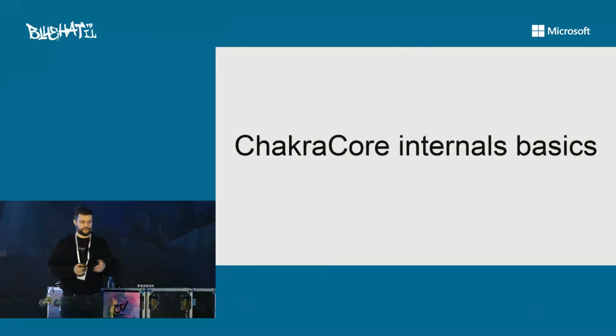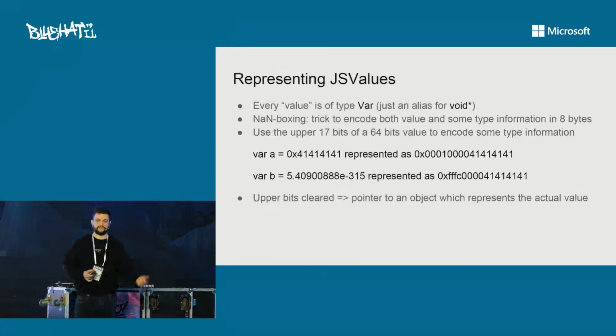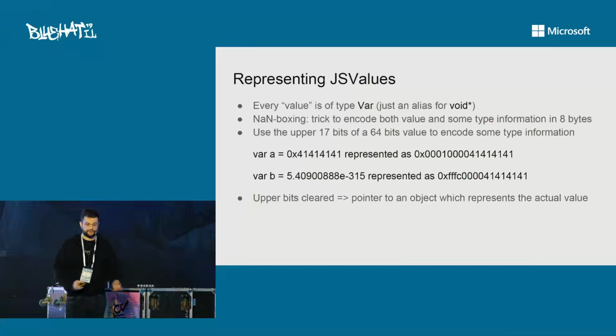So now, quickly, some internals of Chakra Core that we'll need throughout the talk. In all JavaScript engines these days, everything that you have in your JavaScript code is internally represented as something called a JS value. In Chakra, every value basically has the same type, which is just a void pointer, called a var.